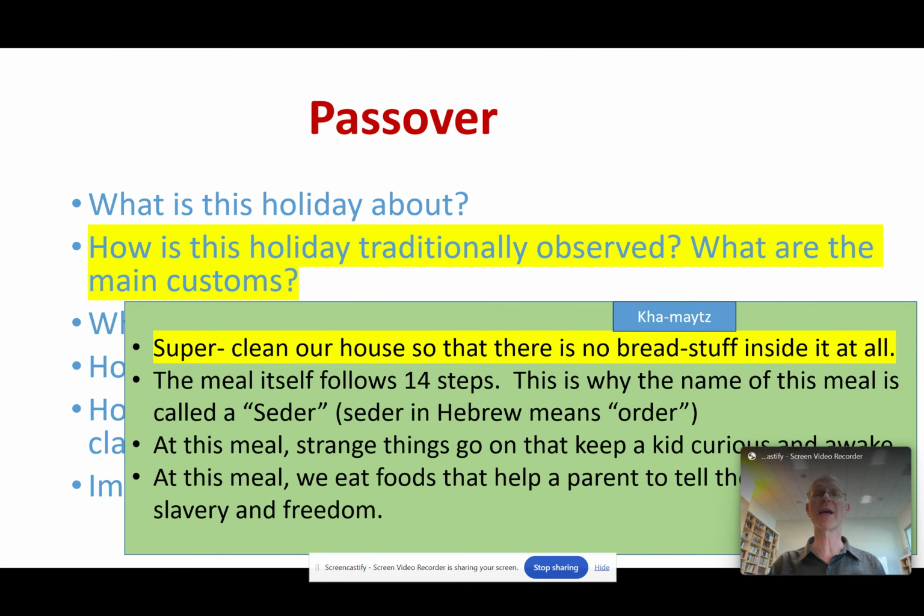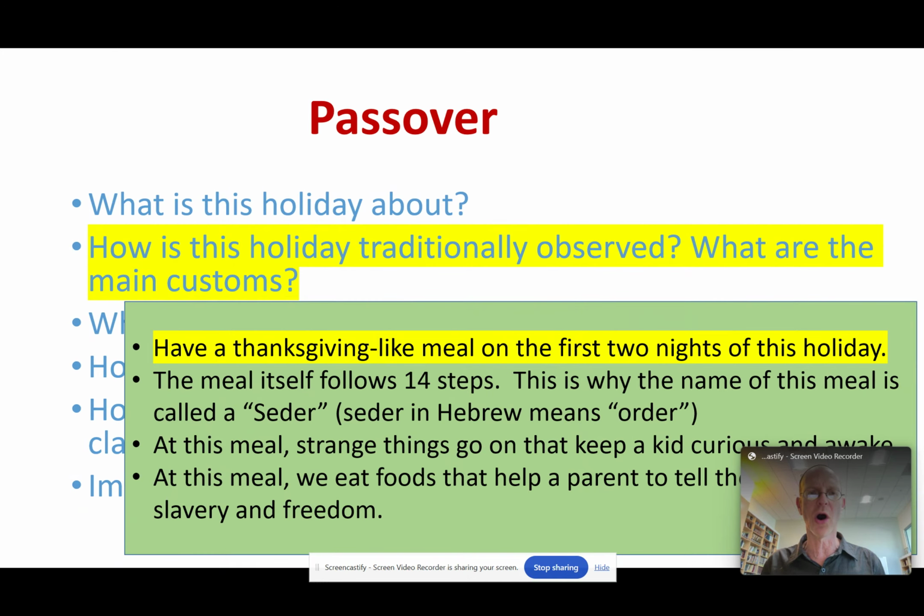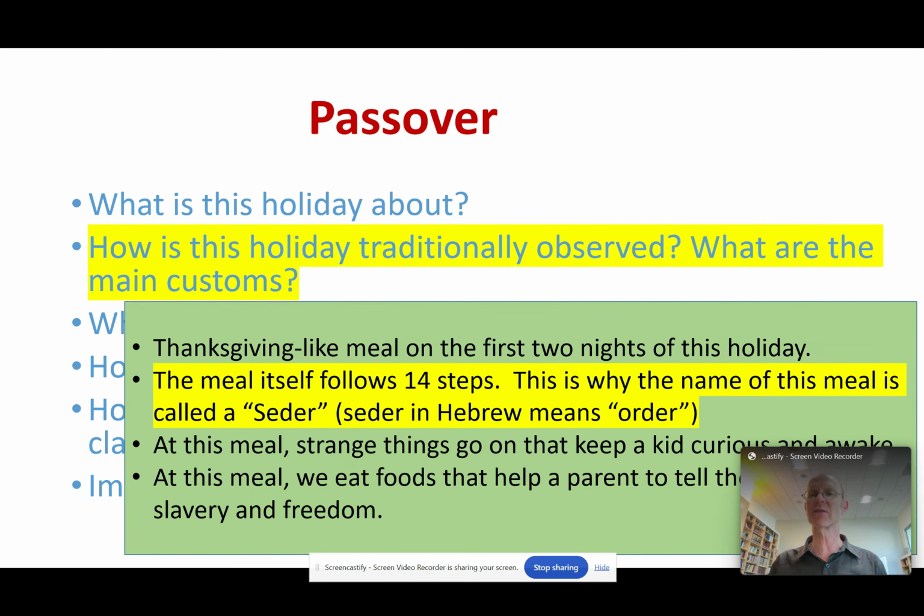So some main customs. First of all, we do a super spring cleaning before this holiday so that no bread stuff, which is called chametz, say it with me, chametz, one more time, chametz, is inside our house at all. We have a Thanksgiving-like meal on the first 2 nights of this holiday, and the meal itself follows 14 steps, which you'll see us singing at times around school this week. And the name of this meal is called a Seder, which means order.